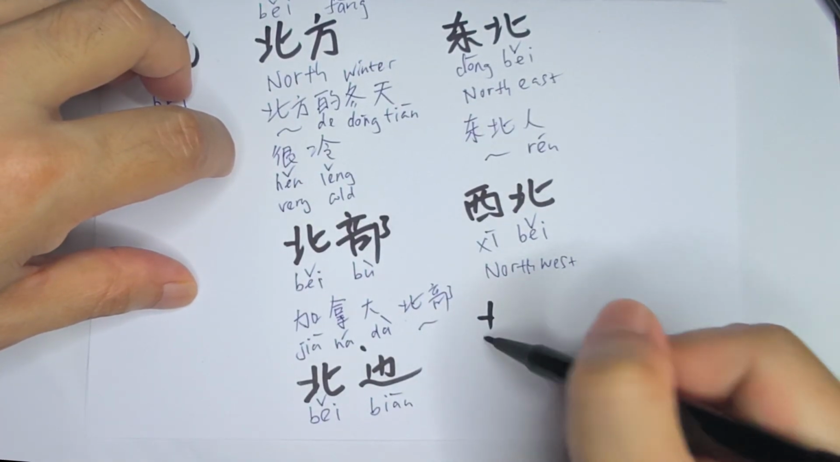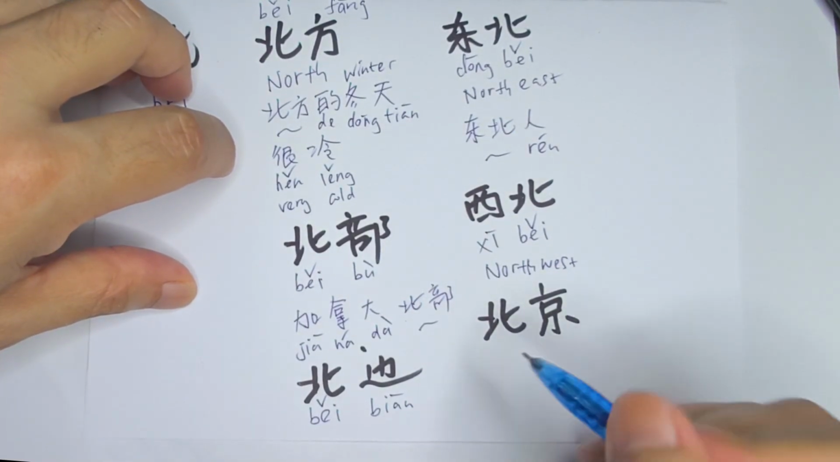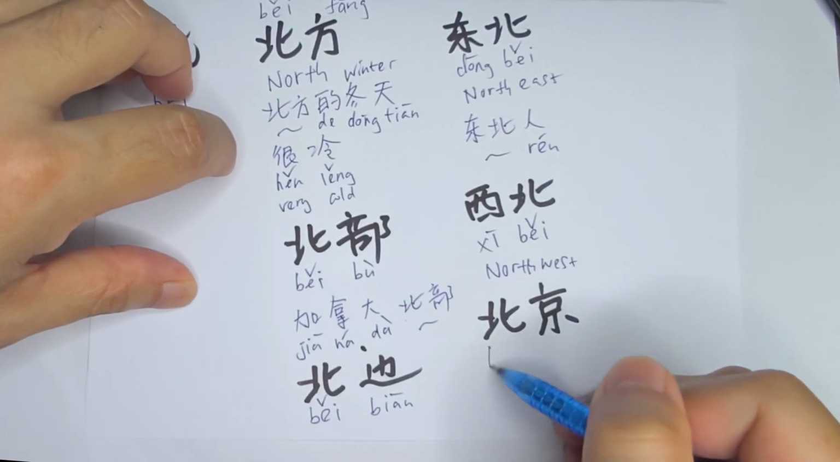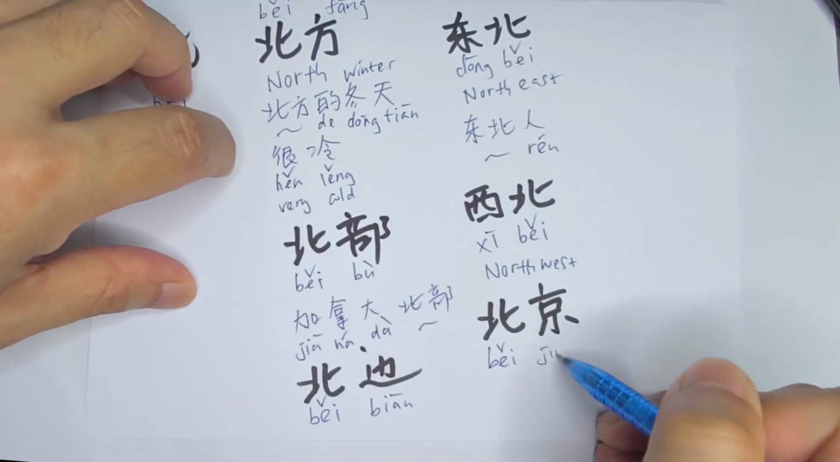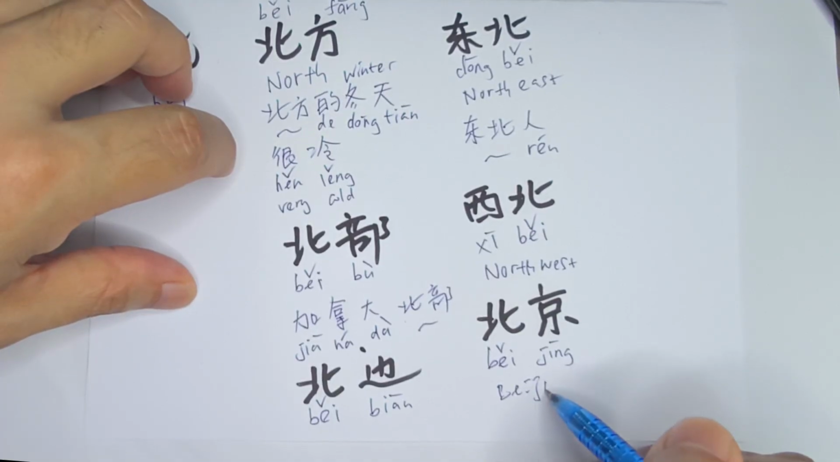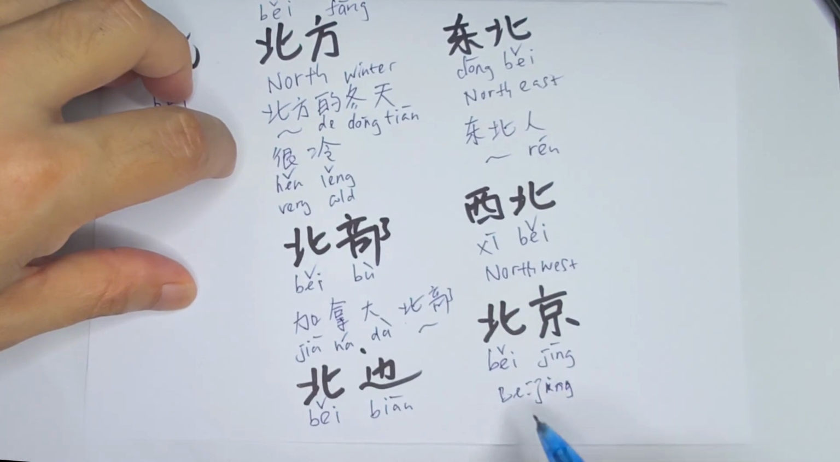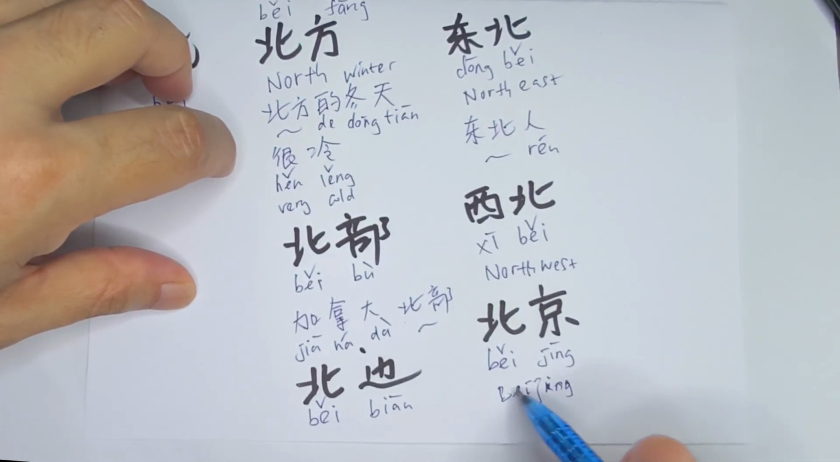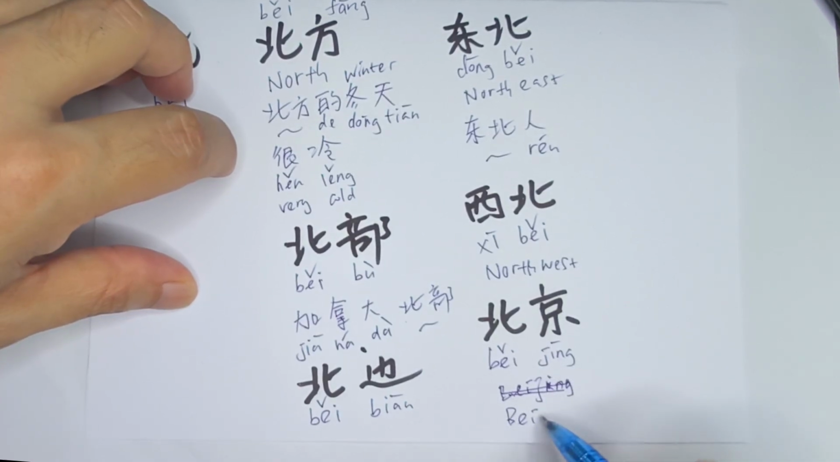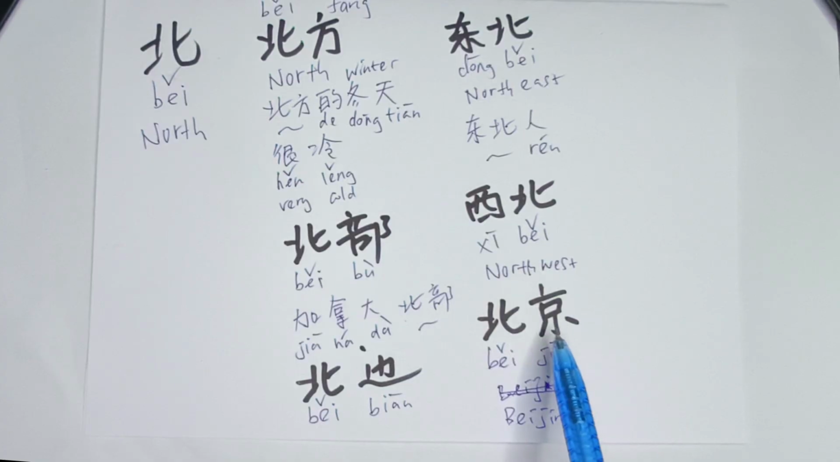北, and this is a word you must know if you want to learn Chinese, or you're interested in Chinese culture or language. 北京, Beijing, okay? Whenever I get nervous, I can't write properly. Beijing. Jing is capital city. The northern capital city. That's Beijing, okay?